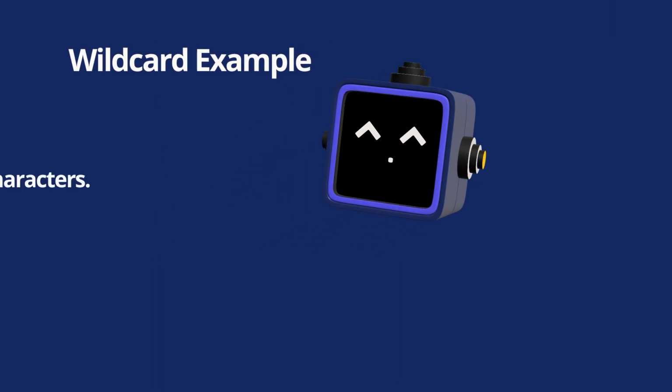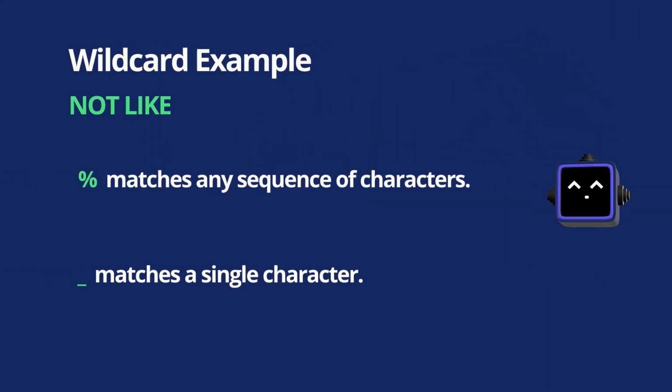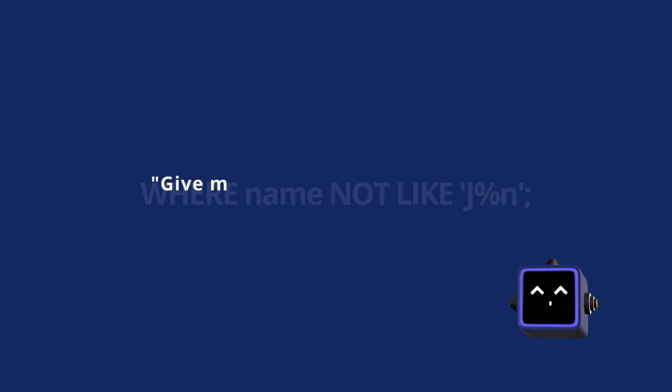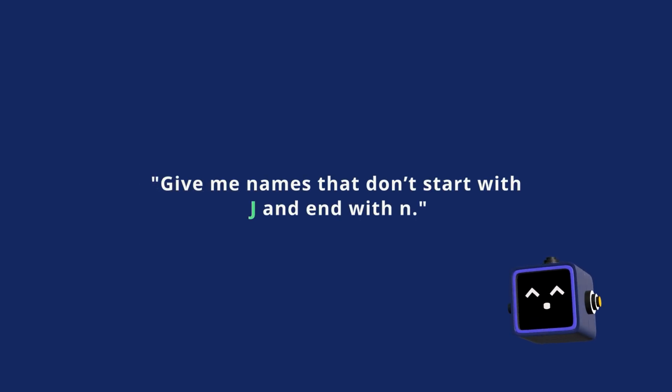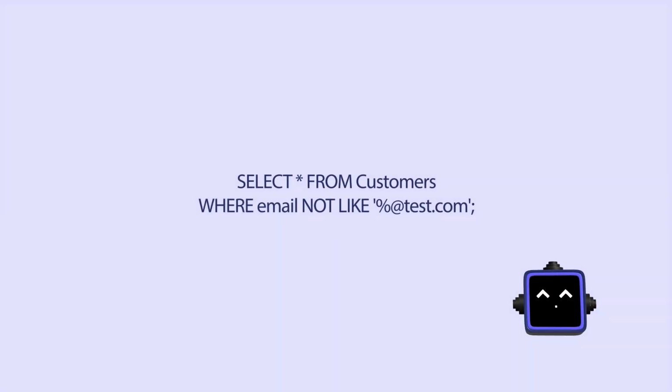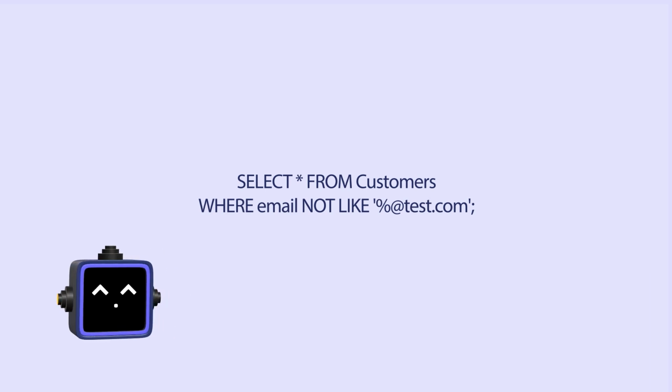Just like LIKE, you can use wildcards with NOT LIKE. So if you write, WHERE name NOT LIKE 'J%N', you're saying, give me names that don't start with J and end with N. Let's say you have a customers table and you want to exclude anyone with an email ending in @test.com. Boom. You've just filtered out all test accounts.